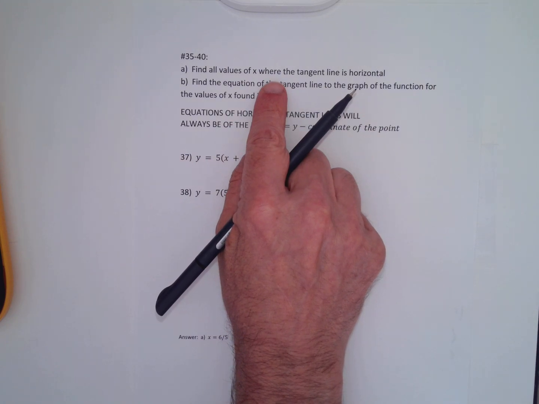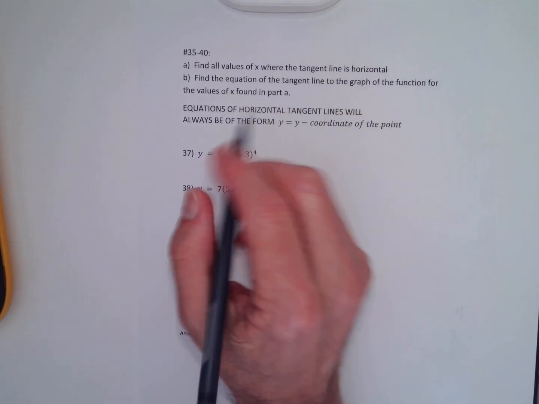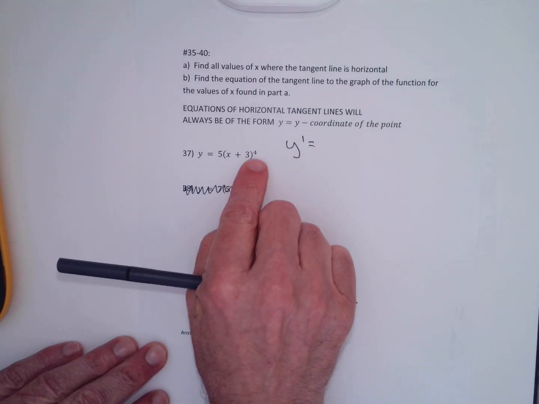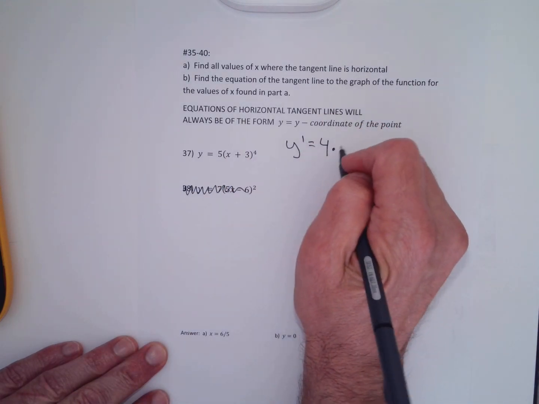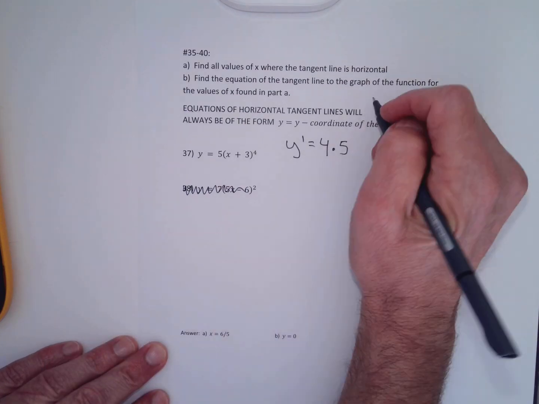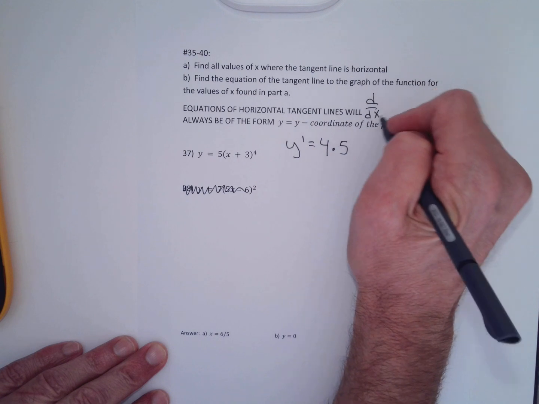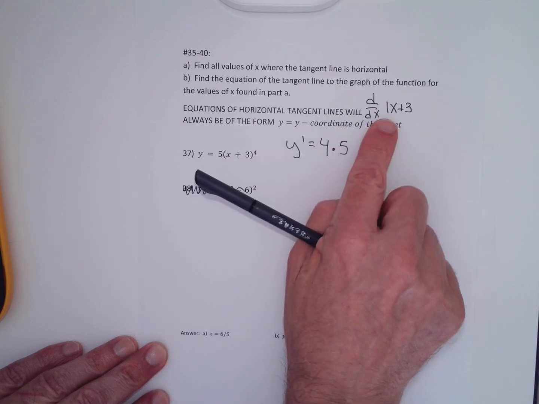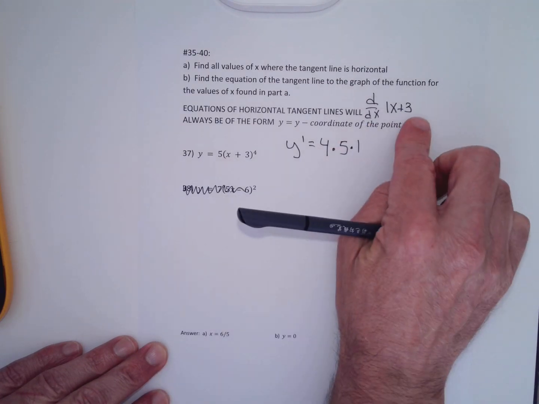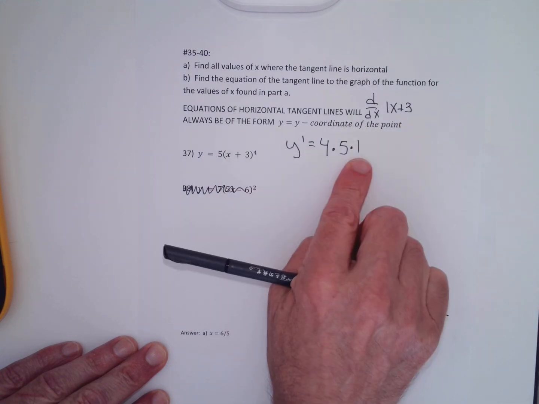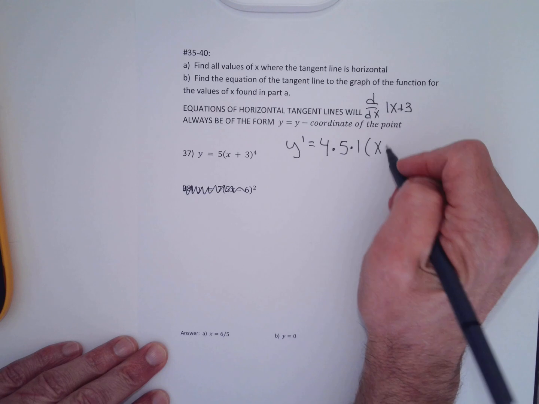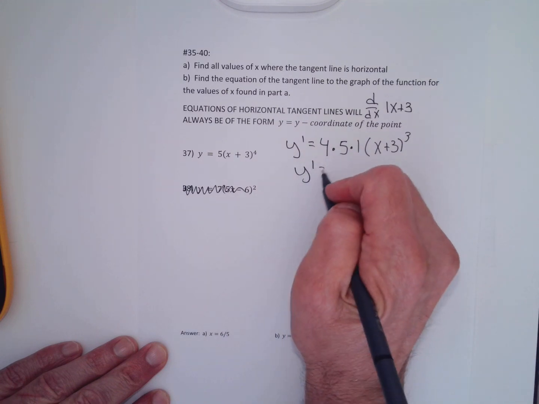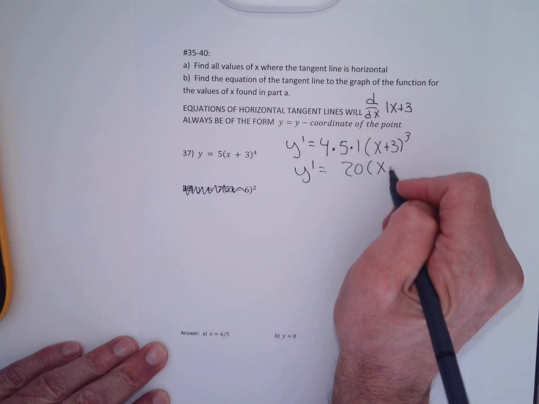That's finding the derivative, setting it equal to 0, and solving for x. So for 37, I'm going to find the derivative using the chain rule. I'm going to take the exponent of 4, multiply it by the coefficient of 5, and then multiply it by the derivative of the inside of the parentheses. And I'm going to emphasize the inside of the parentheses is 1x plus 3. The derivative of the 1x is just 1. The derivative of 3 is 0. So the derivative of x plus 3 is just 1. And then multiply it by the original parentheses with the exponent lowered by 1. So the derivative is 20 times x plus 3 cubed.